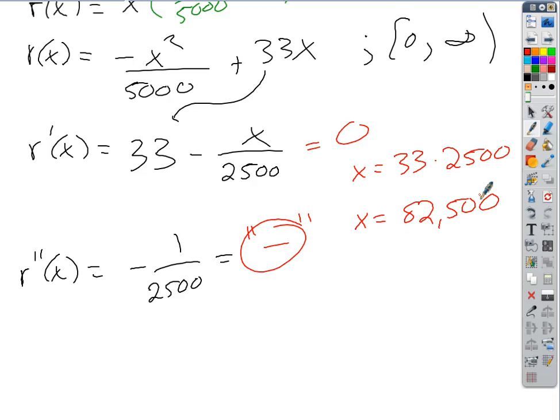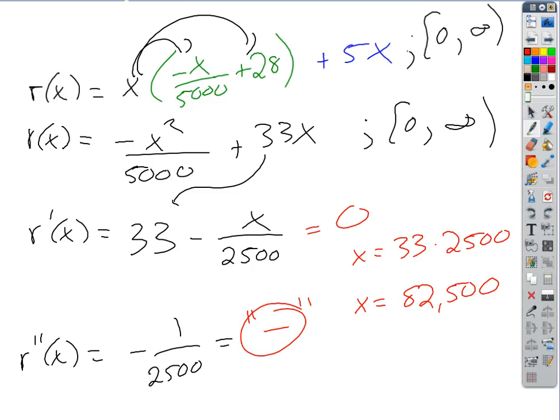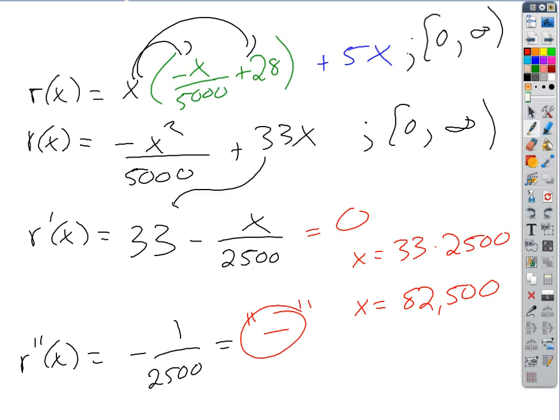Also, if we want to set the price, if we want to know what the price per ticket is, because that's what we can control, right? Can we just plug that back in? Plug it back in. So we'll just go back to our demand function right here.